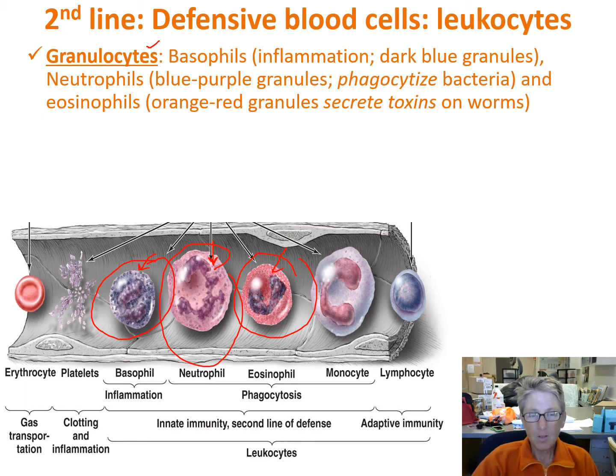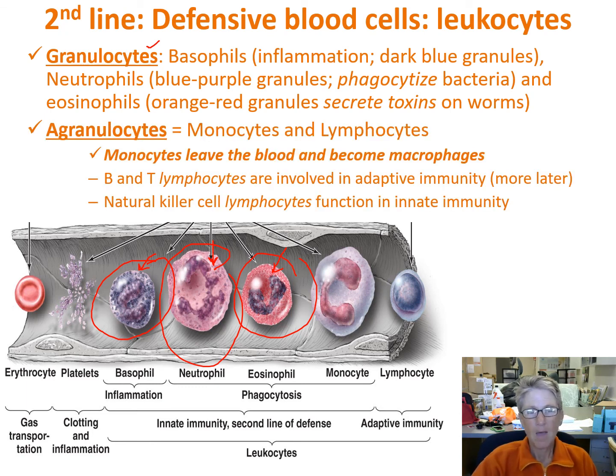The eosinophils have their granules, and their granules allow for secretion of toxins that kill parasitic worms. And then the agranulocytes are the monocytes and lymphocytes. They call them agranulocytes, but they really have granules, you just can't see them very well. So in their cytoplasm, you can't really see the granules very well. And same thing with the lymphocytes. If you look in the cytoplasm, you can't see the granules very well.